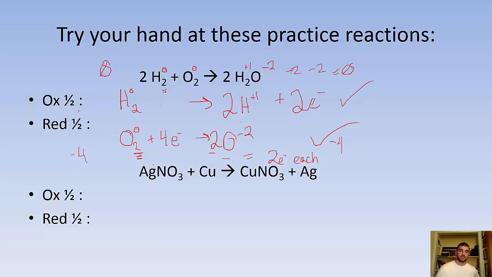Let's do another one. Ag, NO3 is -1. Copper by itself is 0. I'm going to have to erase some of this stuff. Give me some room.